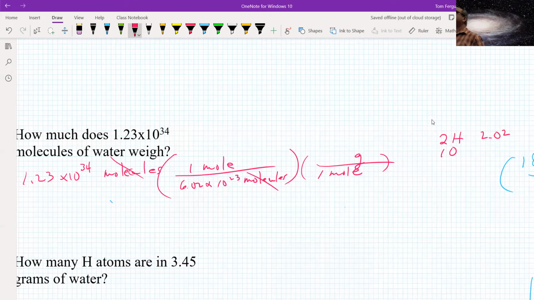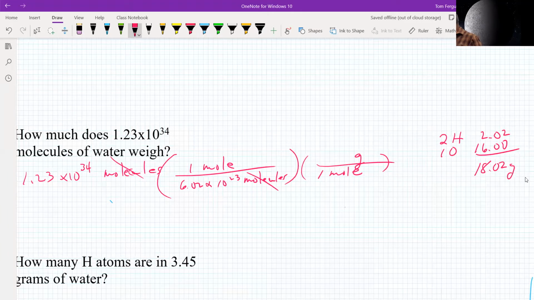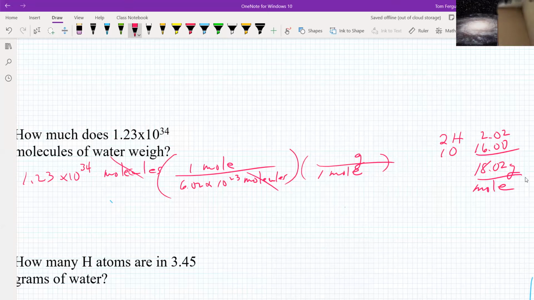Oxygen is 16. Okay, so remember, we always have the inverse of the conversion factor. But to get our units to cancel, moles is going to be in the bottom. So that means it's going to be 18.02 grams per mole. Okay, this nets you 90%, doing no calculations.